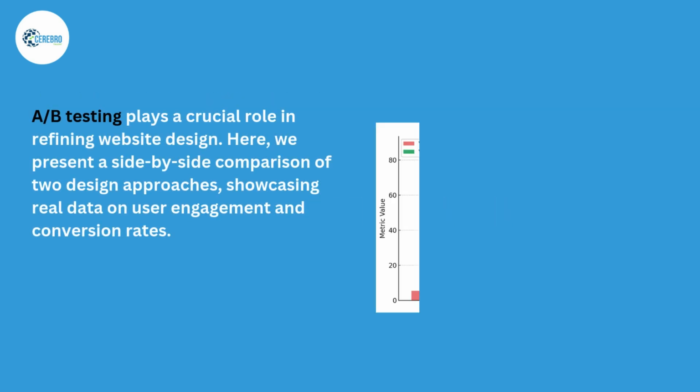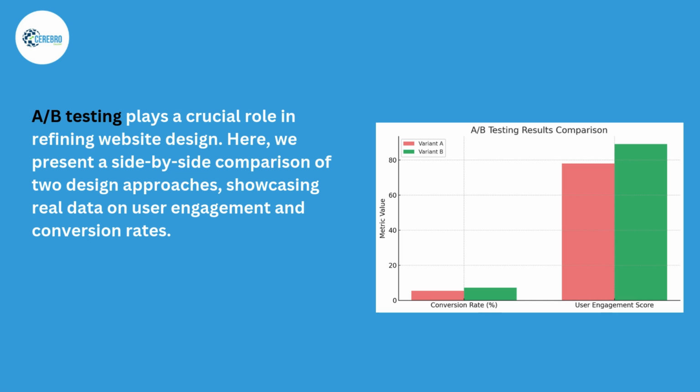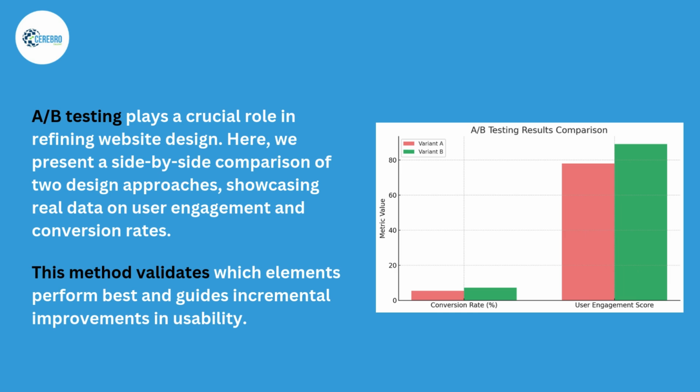A/B testing plays a crucial role in refining website design. In this scene, we present charts and diagrams that compare two different design approaches, showcasing real data on user engagement and conversion rates. By explaining how to interpret these results, we highlight the importance of testing variations to determine which elements perform best. This analytical process demonstrates that small design tweaks, when validated by data, can lead to significant improvements in usability.